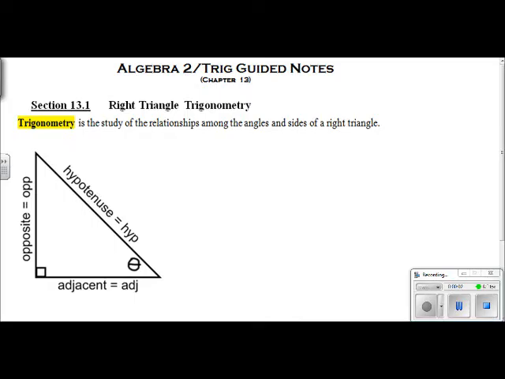Chapter 13 is all about trigonometry, and section 13.1 starts out by talking about right triangle trigonometry, which, as you can guess, is trigonometry using right triangles. As you can see, it says trigonometry is a study of the relationships among the angles and sides of a right triangle. Now, the classic trigonometric functions that we know can go along with the mnemonic device SOHCAHTOA.